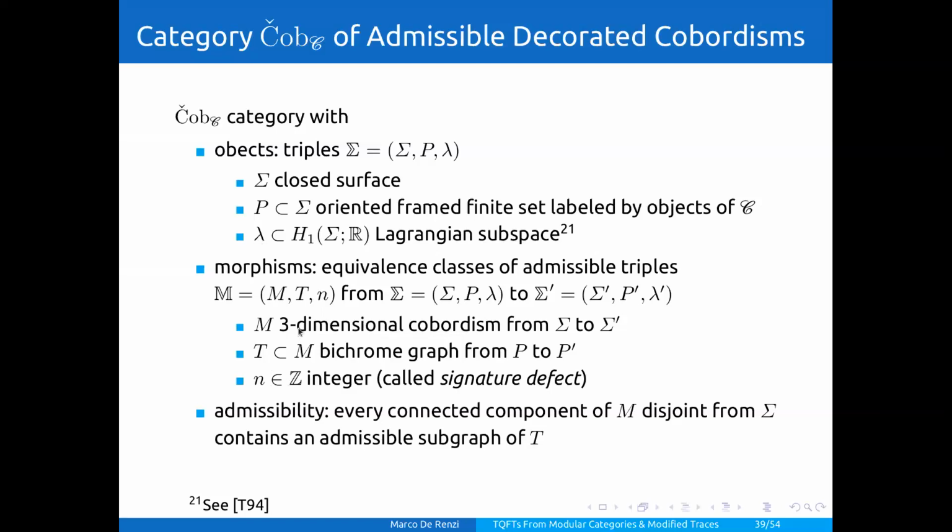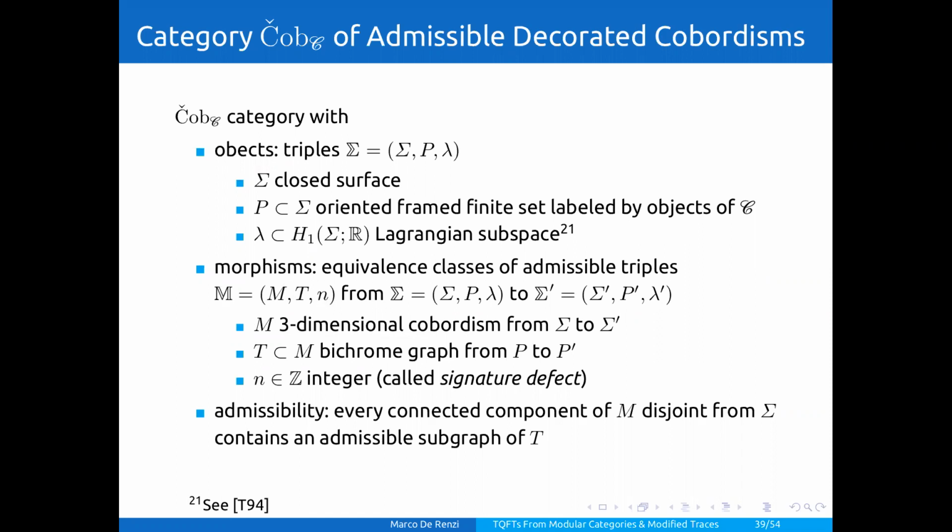Right, two comments. So the first one is I'm talking about equivalence classes. Here we have an equivalence relation on these triples. So a triple M, T, N, we say it's equivalent to another triple M prime, T prime, N prime, if we have a diffeomorphism from M to M prime, which commutes with boundary parameterization and which also maps the graph T to the graph T prime, preserving all the data on it, so orientations, framings, labels, everything. And also if the signature defects coincide, so if N is equal to N prime, right?